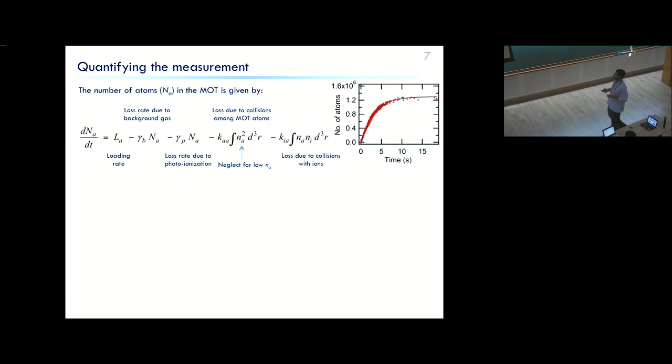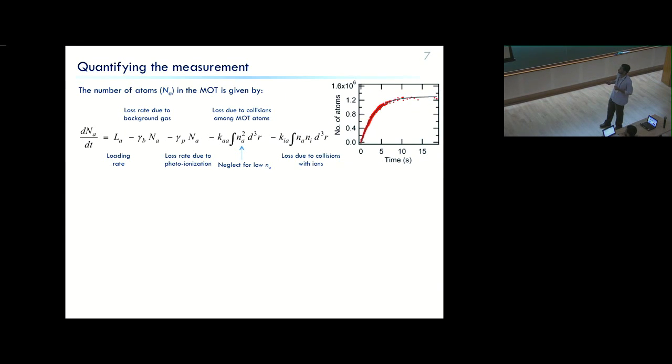So what this equation is saying is that the rate at which the atoms are loading is equal to some loading rate, which depends on how many background atoms you have, and then all the other terms are basically losses. So this term, gamma_B N_A, is the loss due to collisions with background gas in the vacuum chamber that knocks the atoms out of the atom trap. This gamma_P N_A is the loss due to the blue laser. Then this term is the loss due to collisions between atoms themselves in the MOT, but this is small in our experiment, so we can neglect this.